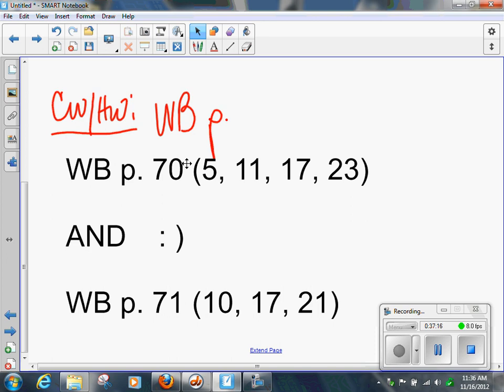Page 70, folks, excuse me, I only want you to do synthetic division. Just synthetic division for 11, 17, and 23. 5, easy, okay? But it will review what we did 2 days ago. 11, 17, 23, synthetic division only. Comprende? All right, work on it now. You may.